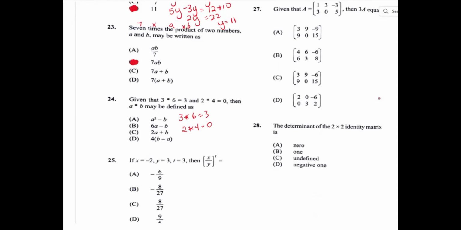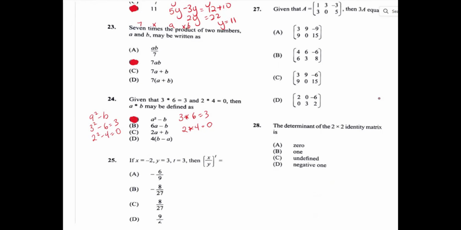Actually, what I would do as quickly as possible is test each of my answers. So I have 3 star 6. Starting with A squared minus B, which is the first option. If I have 3 squared minus 6, that'll be 9 take away 6, which is 3. And then if I have 2 squared take away 4, that'll give me 0. Look, my answer right here. That was a lovely surprise.